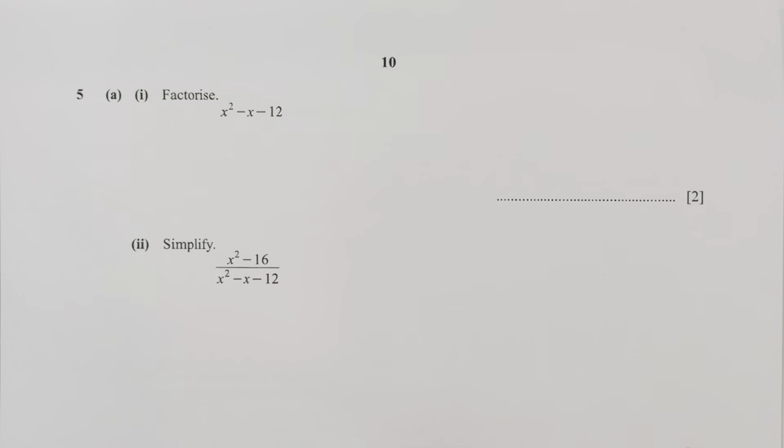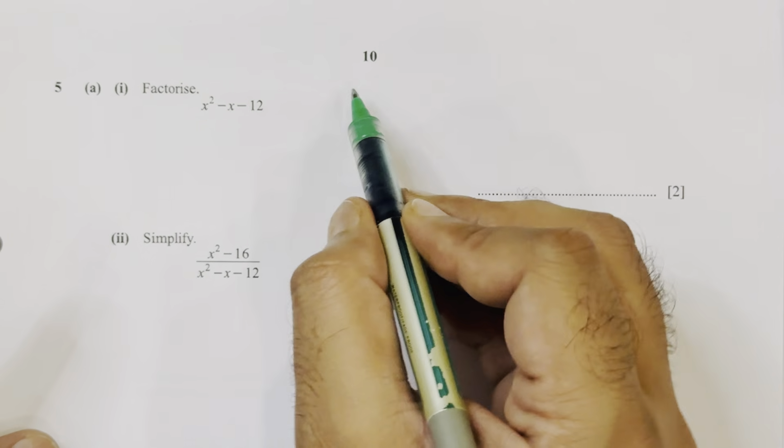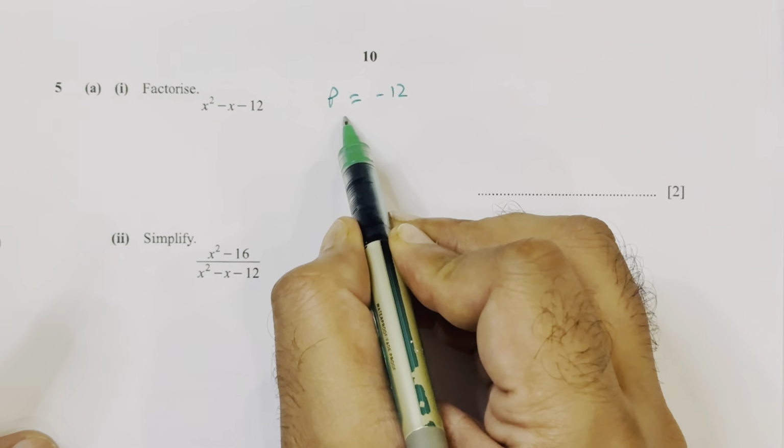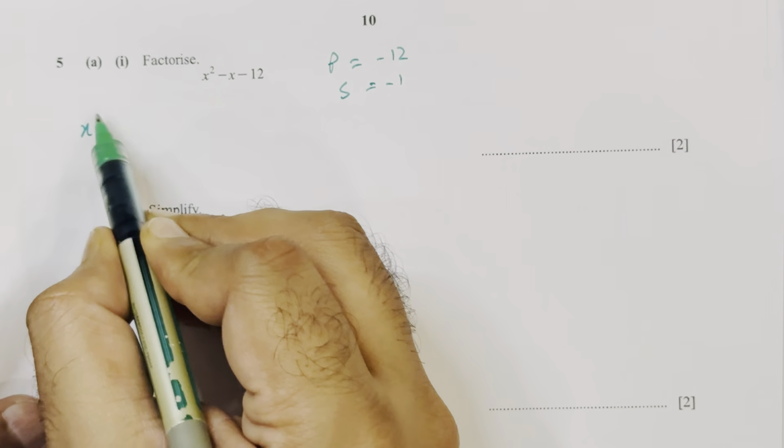Moving to question number 5, that is from the topic of algebra. Factorize x square minus x minus 12. So we have to apply midterm breaking. We have to find the two numbers that when they are multiplied, the answer is minus 12, and when they are added, the value would be minus 1. So minus 4 and plus 3 would be their pair.